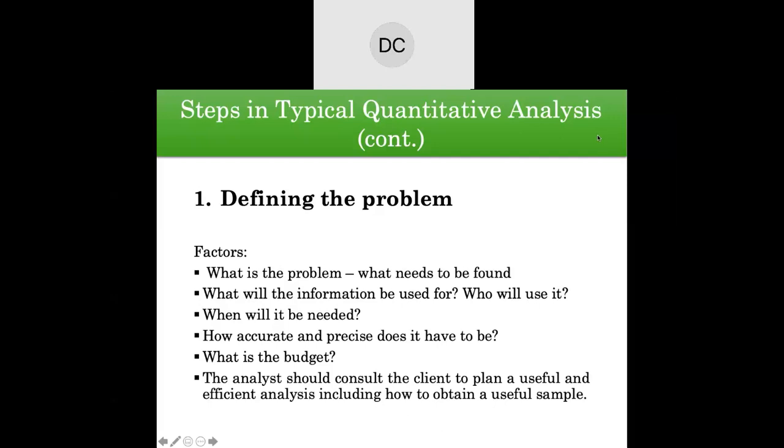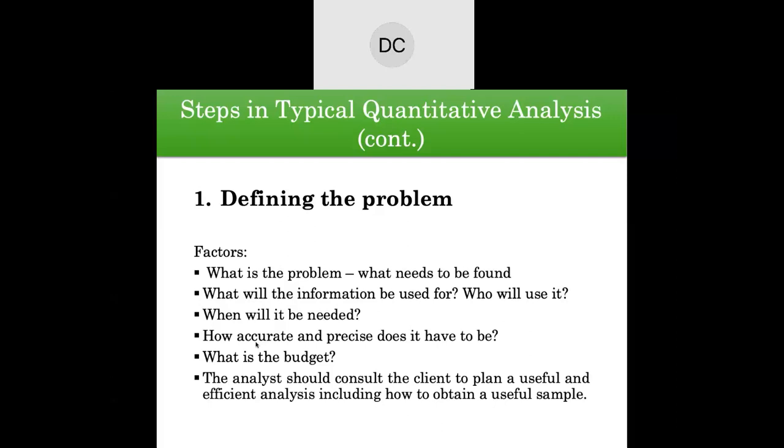So next, who will it be needed? Lebih kurang juga, who will use it? Okay. How accurate and precise does it have to be? Kadang-kadang the problem just need for you to identify saja, but you don't need to quantify. So tak payah susah-susah sikit nak kita timbang-timbang ke apa. We just need to know whether ada benda tu ke tidak. The chemical exists or not. Okay. So kena tahulah how accurate and precise does it have to be.